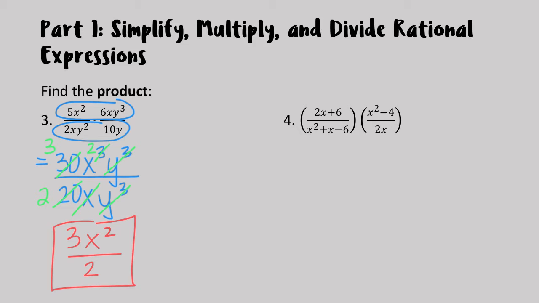Another way I could have done that was to simplify first before I multiply the numerator and denominator together. Because they're going to end up multiplying them anyway, I may as well leave them as separate factors.